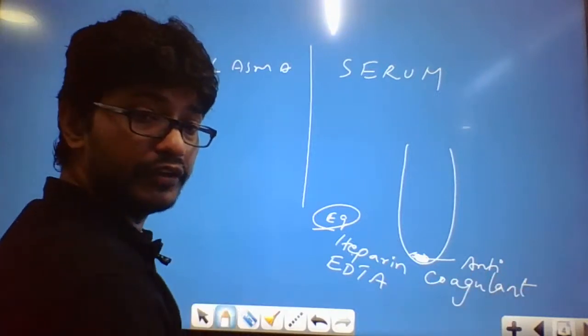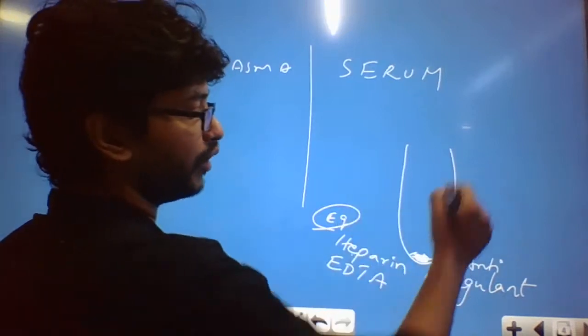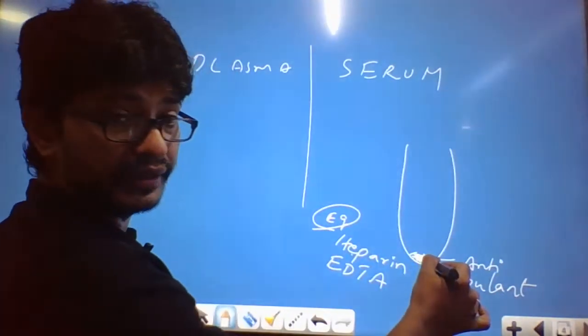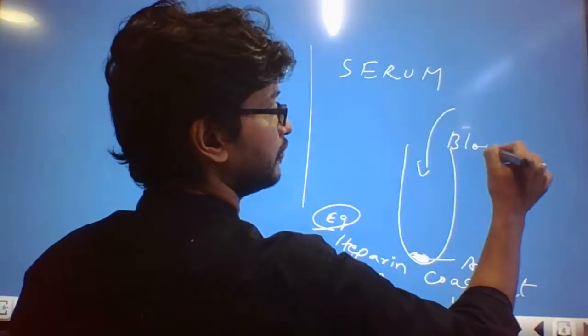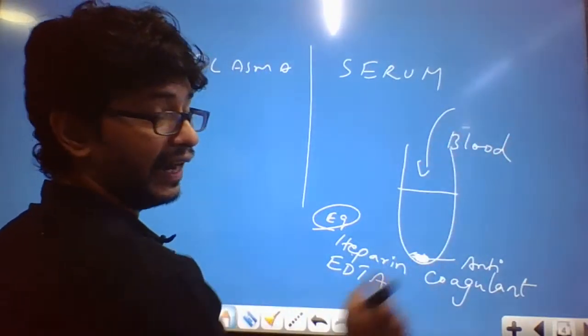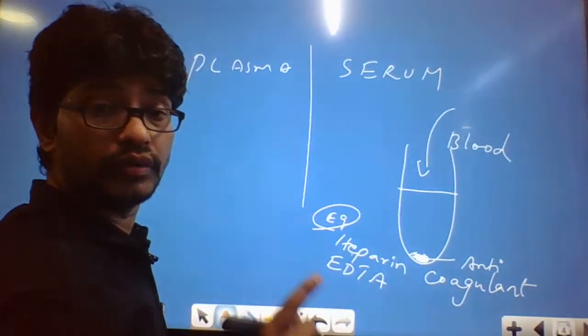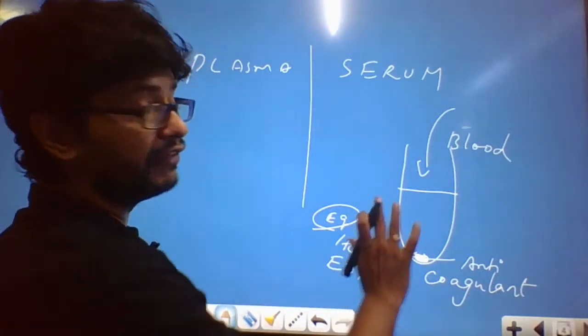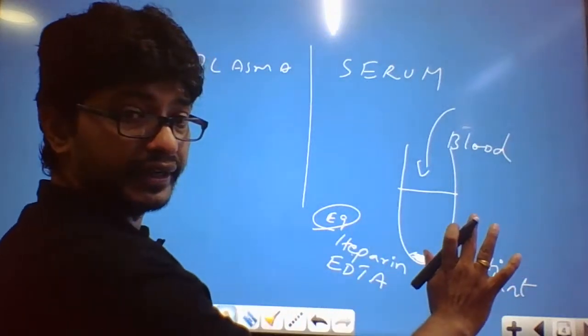What will this anticoagulant do? This will prevent the blood from clotting. Now I have an anticoagulant inside, and I'm going to add the freshly drawn blood inside. If I have the blood with the anticoagulant, definitely what will happen? The anticoagulant will not allow my blood to get clotted. So the blood is not going to get clotted.